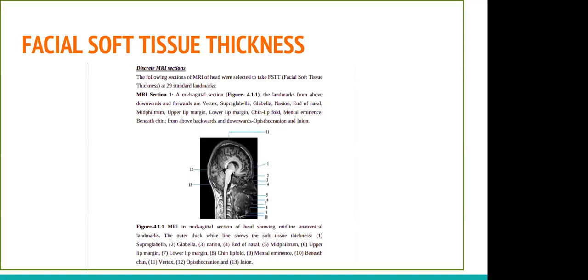So there are different planes where we locate these landmarks and then measure the facial soft tissue thickness. The first image that I've shown here is a mid-sagittal plane. A sagittal plane is a plane which divides the body into two halves, left and right. Since this is the mid-sagittal plane, it divides the body into two equal halves, left and right. So that means this plane of the MRI is exactly the center point of the face.